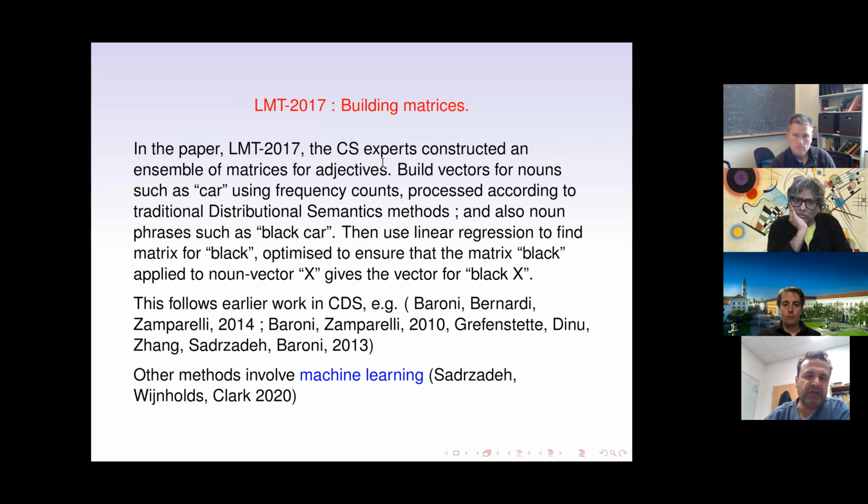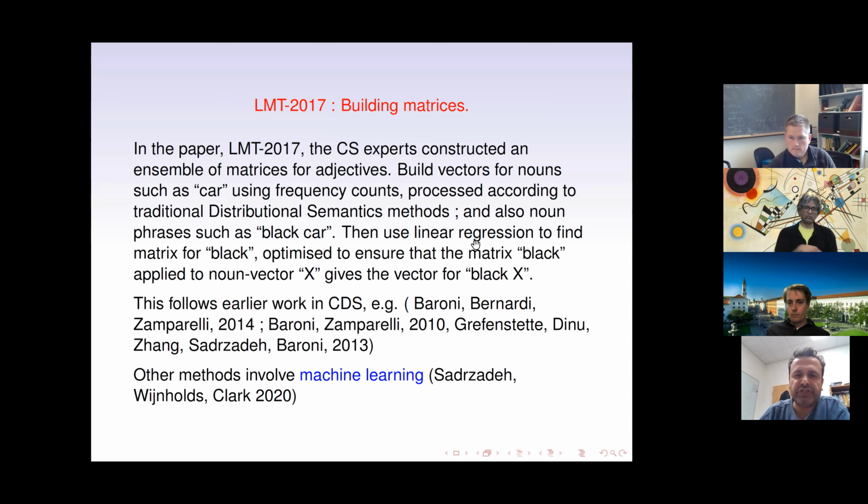So we started, therefore, looking at matrices in this paper, and our colleagues, the computer scientists, constructed matrices for adjectives extracted by analyzing some corpus of text. The way they did that, first they built vectors for nouns. For example, if you have a noun such as car, you build a vector along the lines I described using frequencies. You have a composite noun phrase, black car, and you can get another vector for that noun phrase. Then the idea is that you want a matrix for black, which will map by matrix multiplication the vector for car to the vector for black car.